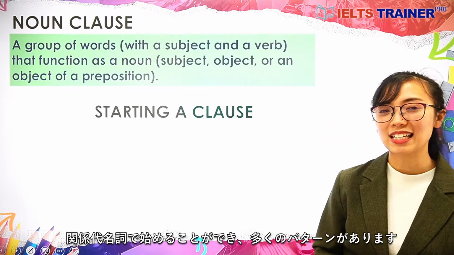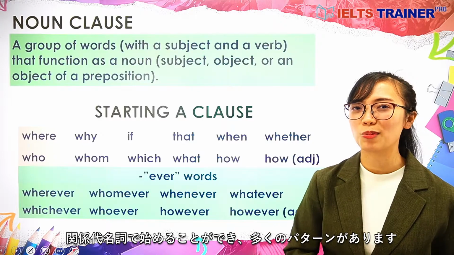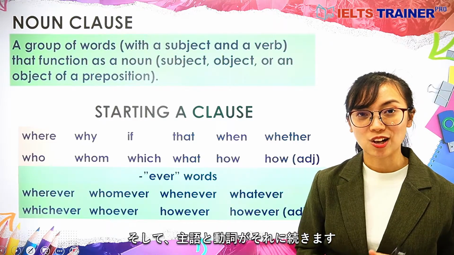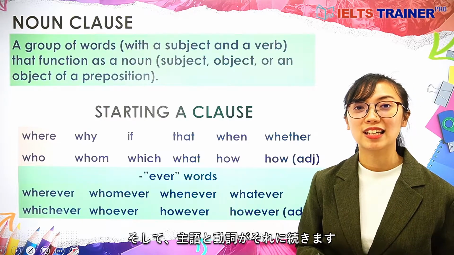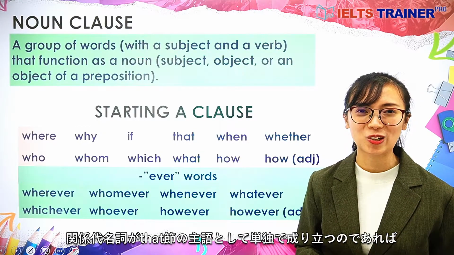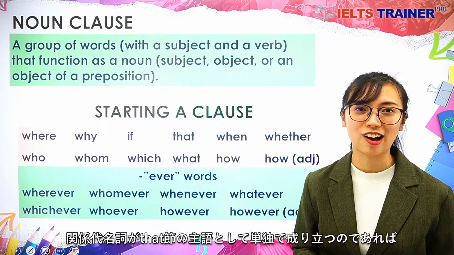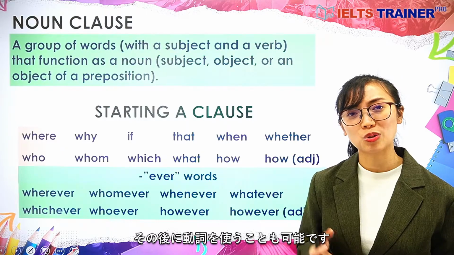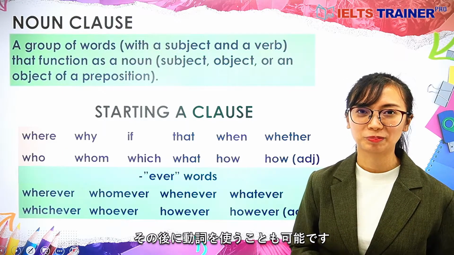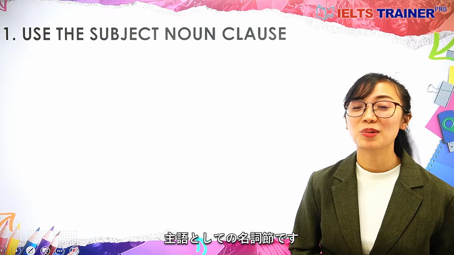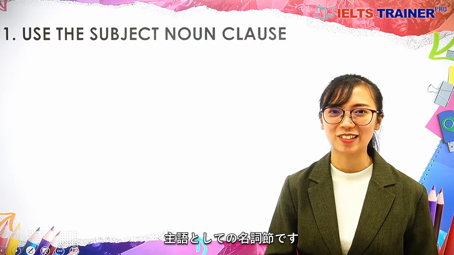Remember that it begins with a relative pronoun, and there are a lot. It is also followed by a subject and a verb. If the relative pronoun can stand alone as the subject of that clause, then it's possible to use a verb after that. Now for this next tip, let's remember to use subject noun clauses.